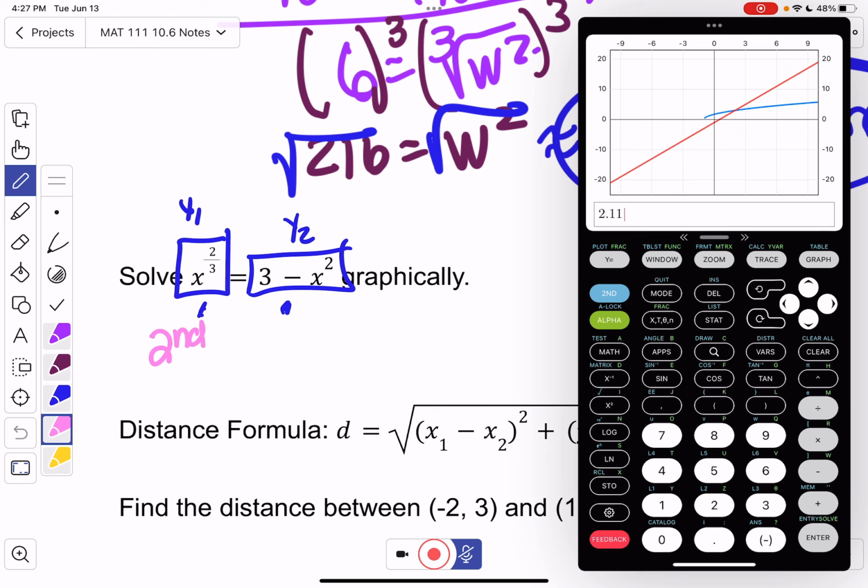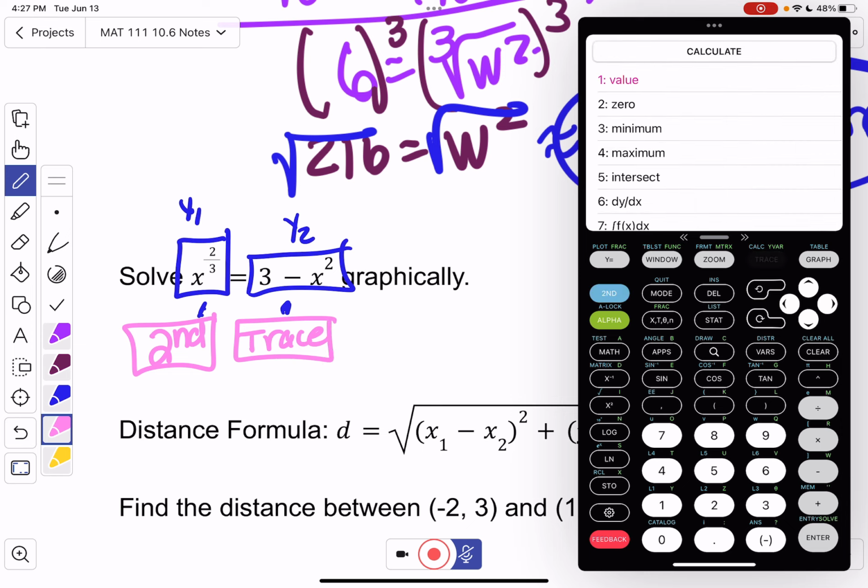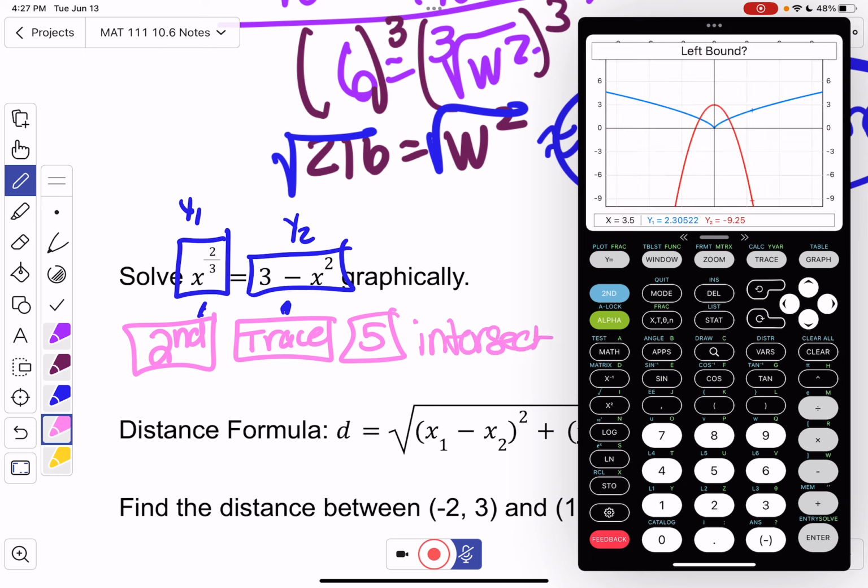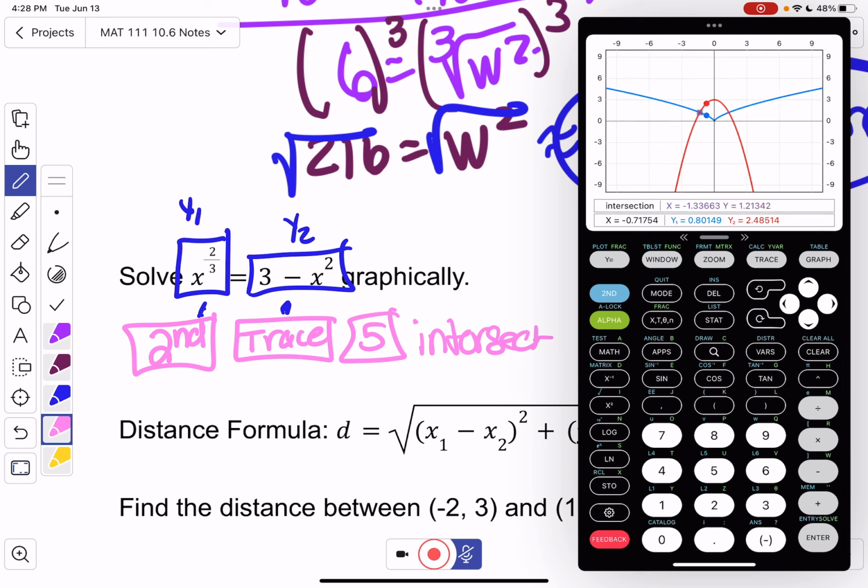If you hit second, which is the blue button, trace, which is next to the graph button up here, you can choose number 5, which is intersect. So we're asking the calculator to tell us where those curves intersect. It's going to ask you for a left bound. So if we're looking at this point over here, we want to pick somewhere to the left. So I'm going to move this here. You could just type a value, use the arrows, whatever. Then right bound. So we want to move those little symbols somewhere to the right of that.